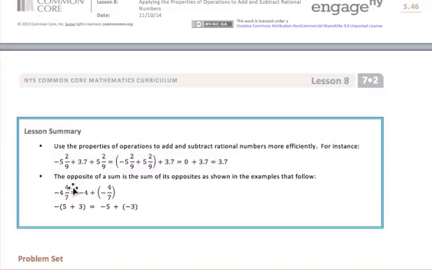And also keep in mind that the opposite of a sum is the sum of its opposites. And there are several examples shown in our summary as well.